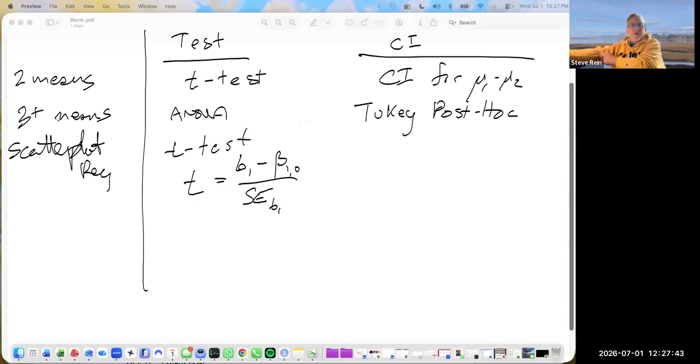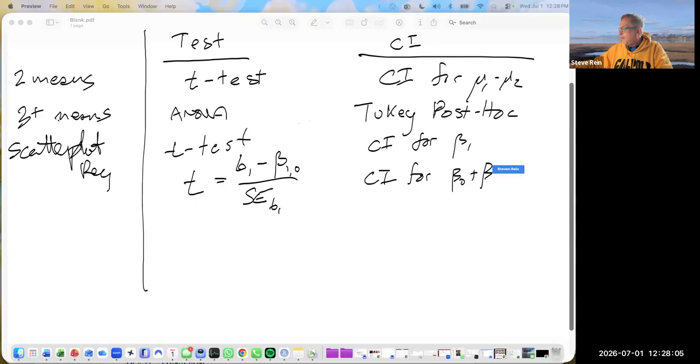A confidence interval: there's a couple of different confidence intervals in the regression context. So in this regression context, there's a confidence interval for beta 1, the true unknown population slope. There's also a confidence interval for an average y for a given x, so literally beta 0 plus beta 1 times that x-nu. I'll call that mu-nu.